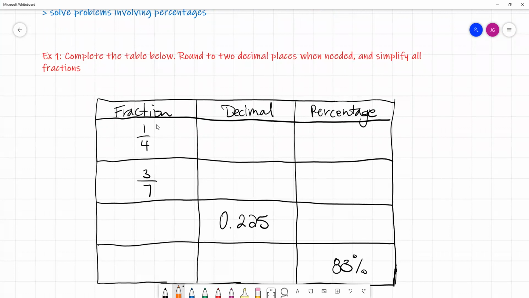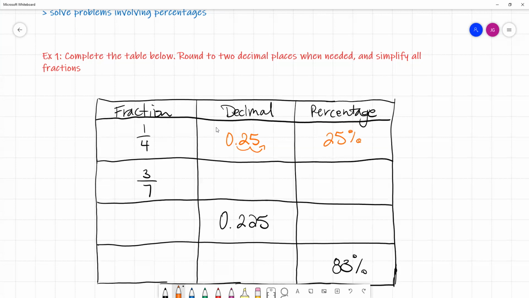We have a fraction of 1/4. It's a popular fraction. A lot of us know it already because we like to refer to it sometimes as a quarter. And so that tells us the decimal form of that, we already know it's 0.25. And the percentage, to go from decimal to percentage, we take our decimal point and we move that two places to the right. Okay, so that's going to give us 25%.